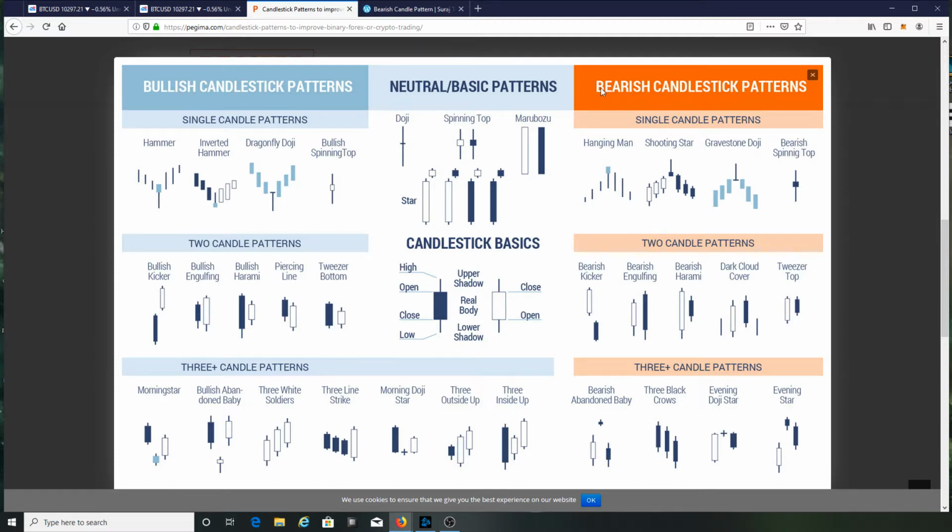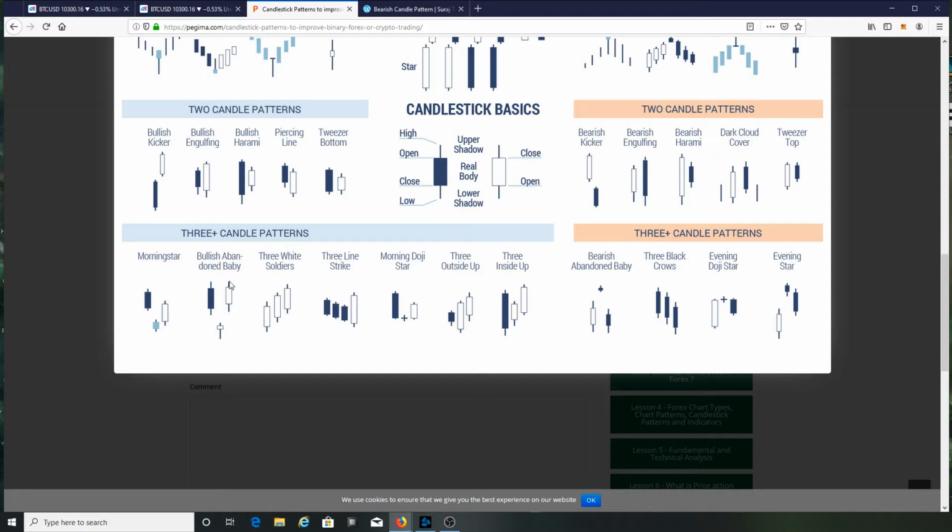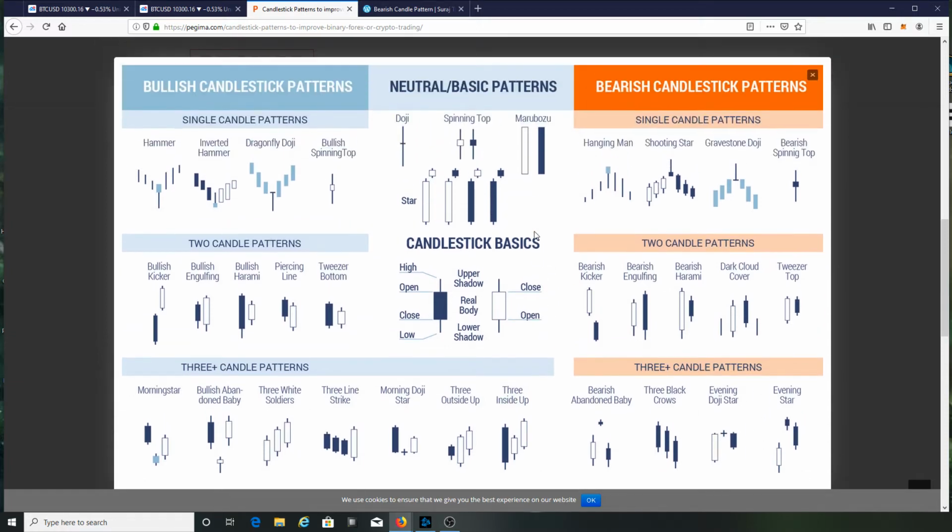And then the bearish candlestick patterns. Now again, we talked about the shooting star. The gravestone doji kind of looks like the shooting star. Now the shooting star can also be called an inverted hammer, as this does look like an inverted hammer here. Here's the bullish engulfing, the bullish harami, bearish engulfing, bearish harami, and there's a couple different other patterns.